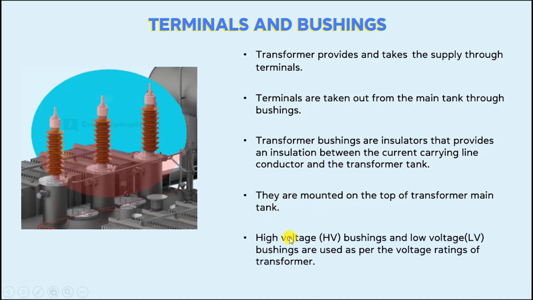High voltage bushings and low voltage bushings are used as per the voltage ratings of the transformer. So high voltage bushings are generally found in large transformers, whereas low voltage bushings are enough for small transformers in order to provide the required insulation.